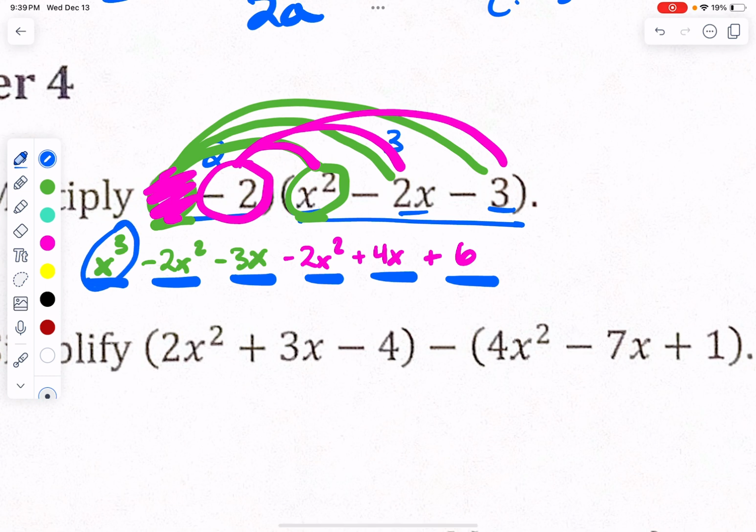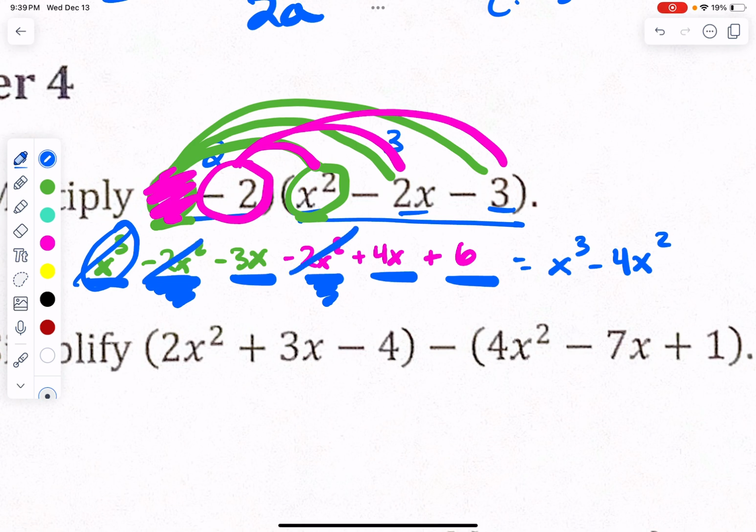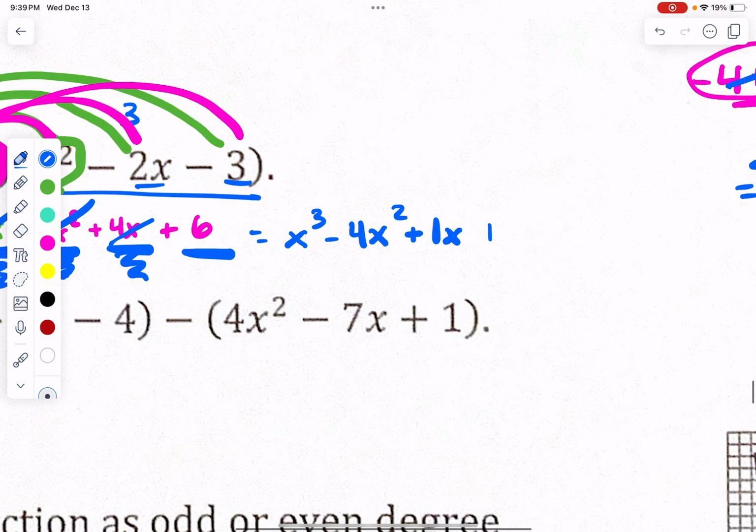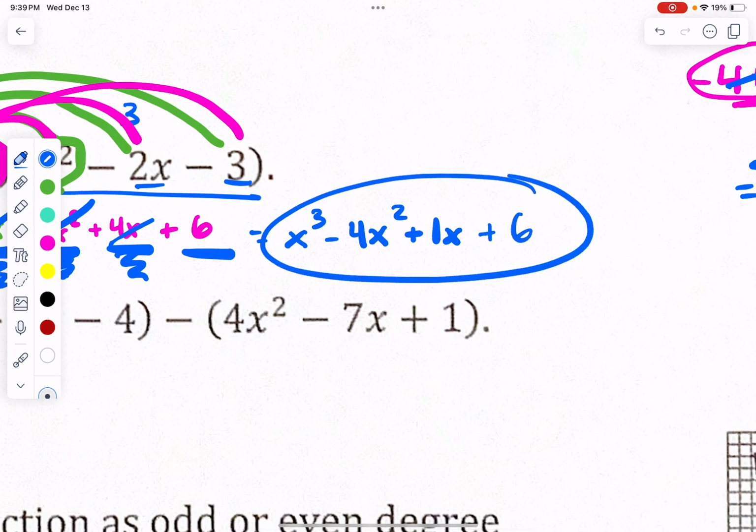So x cubed, he doesn't have anybody to go with, so I'm just going to write him like that. Negative 2x squared, he will go with negative 2x squared, which will make a total of negative 4x squared. So he is done. Now I can put negative 3x and positive 4x, which is plus 1x, or just plus x if you want to do it that way, and then plus 6. This is my final answer, okay?